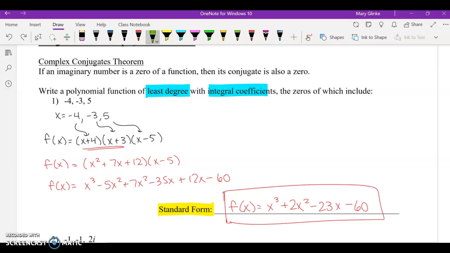And you notice all of our coefficients here are whole numbers. They're not fractions. They're also not square roots or irrational or complex numbers. So they're all integer coefficients.